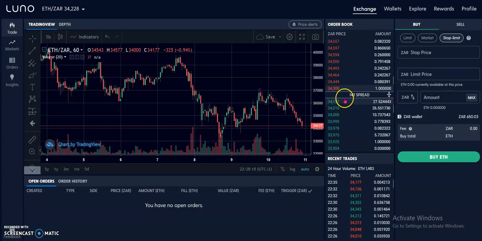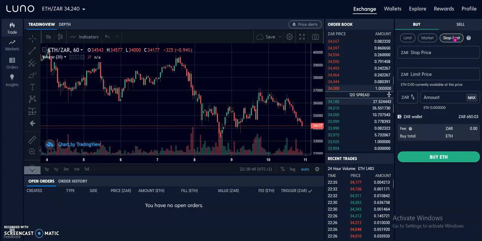34,153, and the spread is the difference in price between the price that the seller is prepared to offer and the price that the buyer is prepared to accept. So once the seller and the buyer are in agreement and they agree on the same price, the spread becomes zero and the trade will activate. So let's go ahead and place a stop limit order.